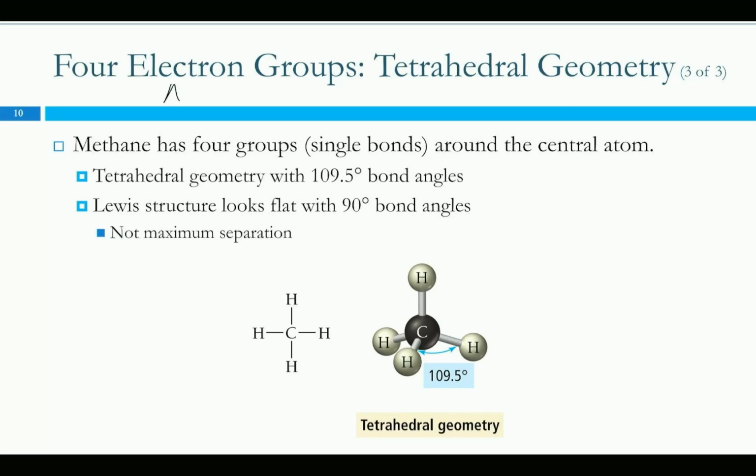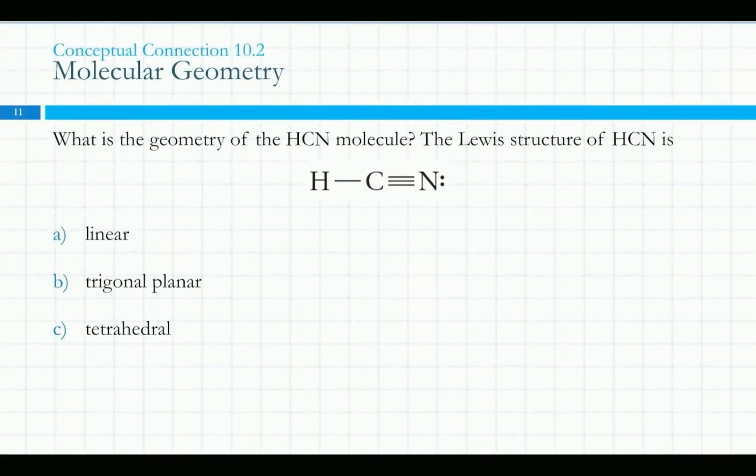Again, this is the AX4. So just like with AX3, I could remove one of those, swap it out for a lone pair. Here, I can do the same thing. I can take one of these hydrogens and swap it out for a lone pair, and that'll give me a different molecular geometry. And I can swap another one out, and that'll give me another molecular geometry, which I'm pretty sure we'll see here pretty soon.